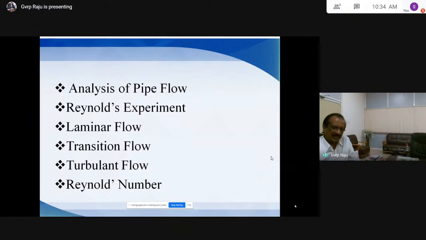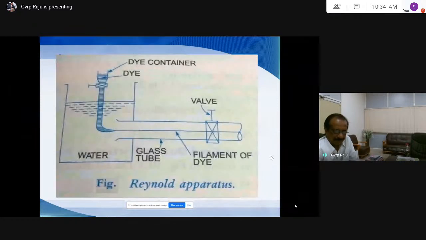So Reynolds is the name of the investigator who has invented the procedure for identifying laminar and turbulent flow. For example, this is Reynolds apparatus. So if you see here, this is the water tank, and it is having water. And this is again a small tank here. If you see here, this is the color solution. It is some color solution here.